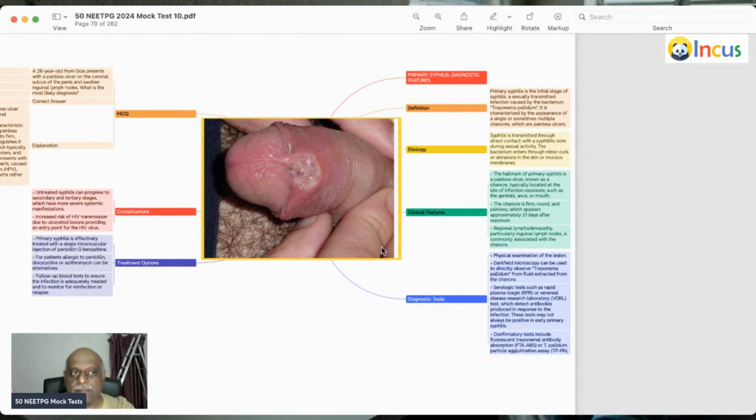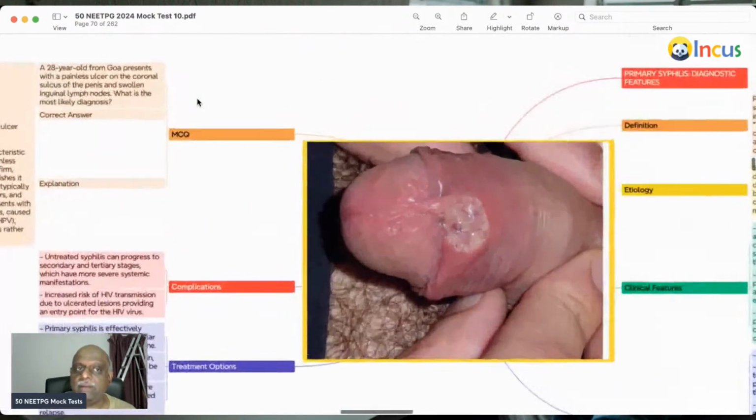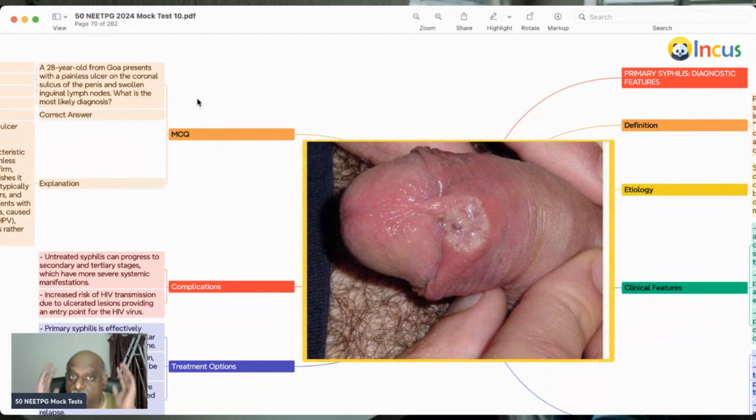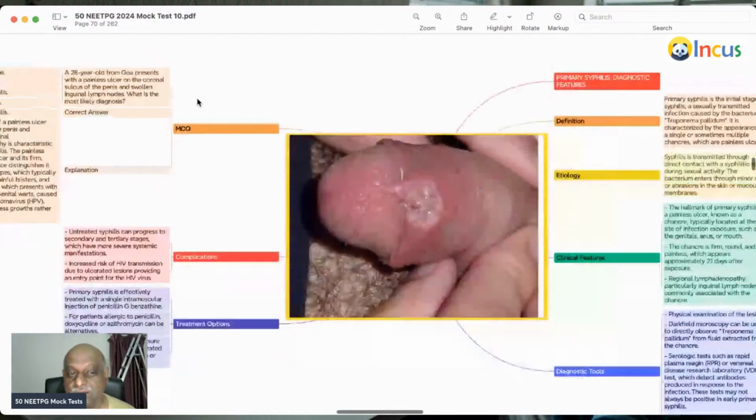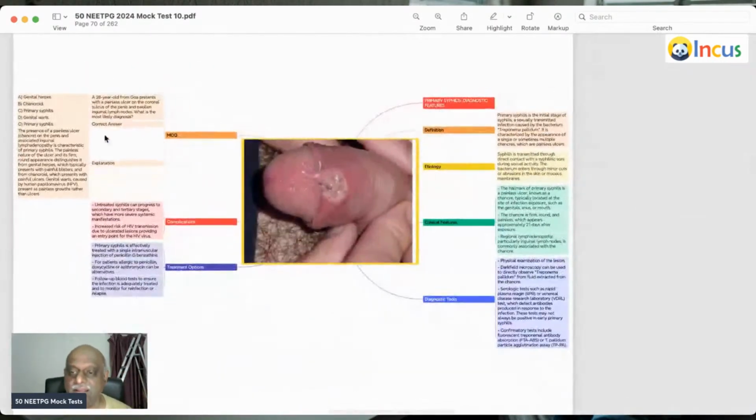Every mind map has all the high-yield facts about that particular topic. In one mind map, you get everything that you need to revise. So with 200 mind maps, you get almost 1,500 to 2,000 high-yield points. Imagine by the time you finish solving 10,000 questions and 50 full-scale mock tests, you are the king. But you need to practice it before coming for the discussion.